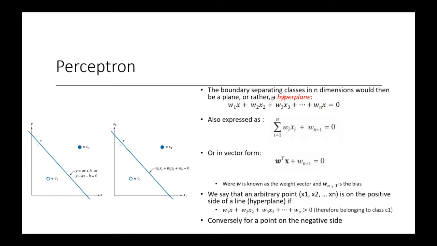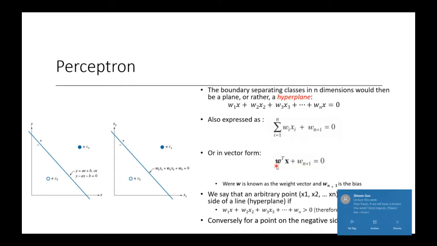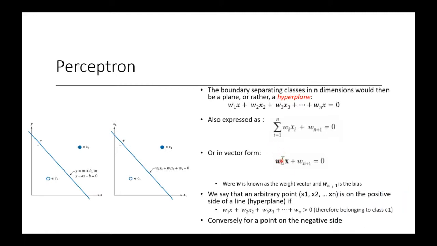It can be expressed by this sum, basically a sum of terms, right? And in vectorial form, we can use this as a matrix multiplication here, plus this bias term. In matrix form, this W matrix here is the weight vector. It's called the weight vector, and this term here is the bias, right?